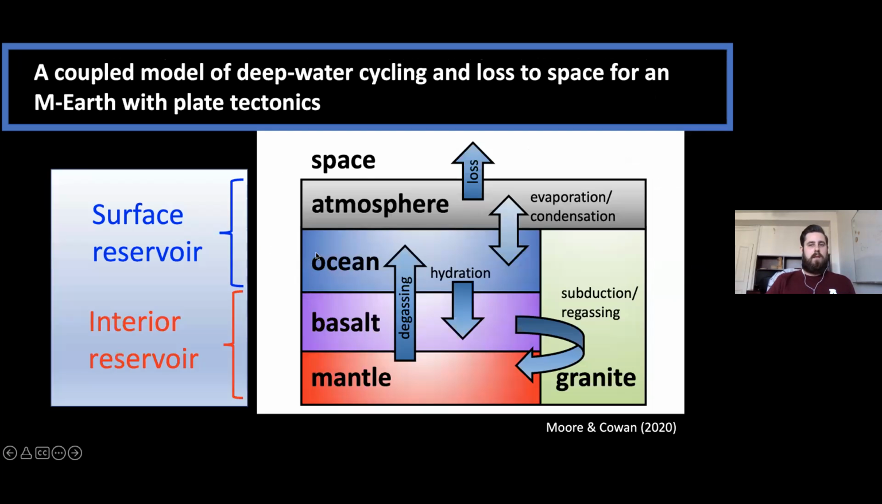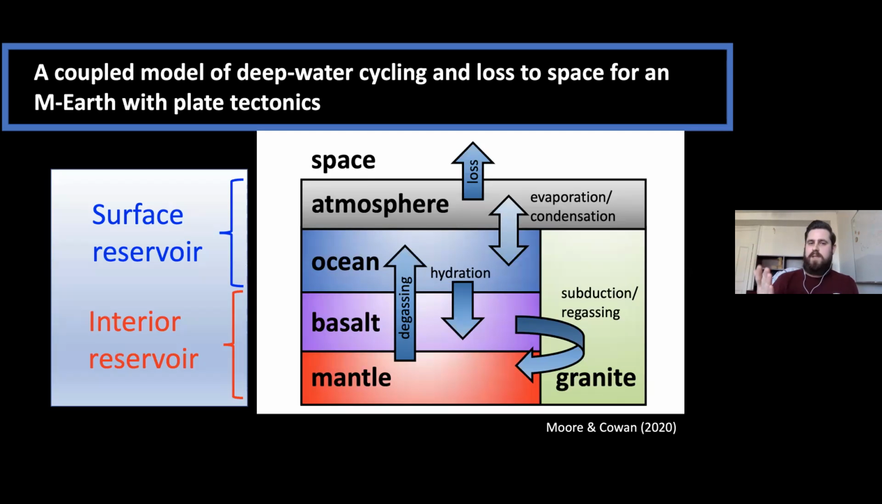So we wanted to take this model of the Earth's deep water cycle and apply it to an Earth-like planet around an M-dwarf star, with this active plate tectonics allowing this deep water cycling, and also allowing the loss of water to space, because these planets are very susceptible to losing substantial amounts of water to space.